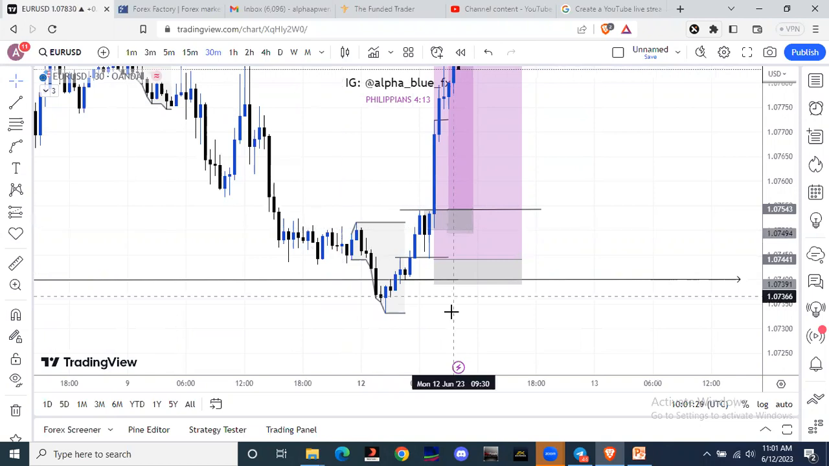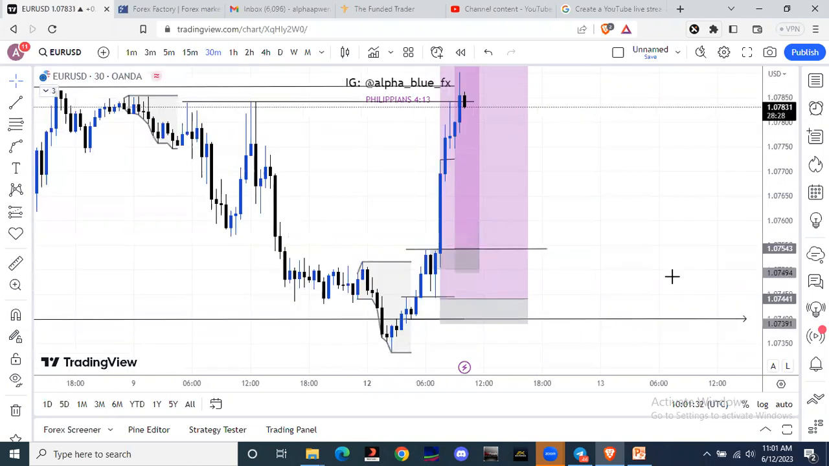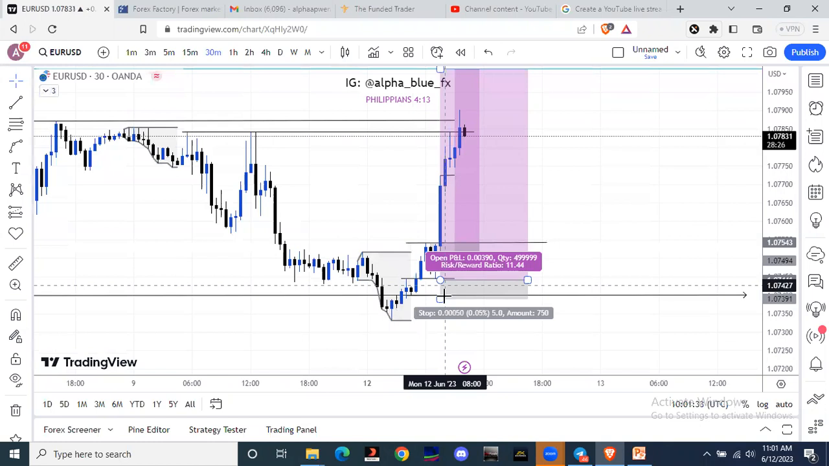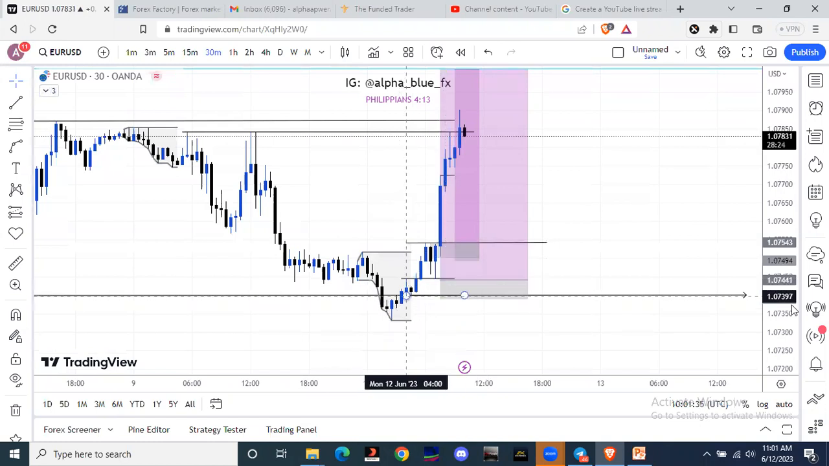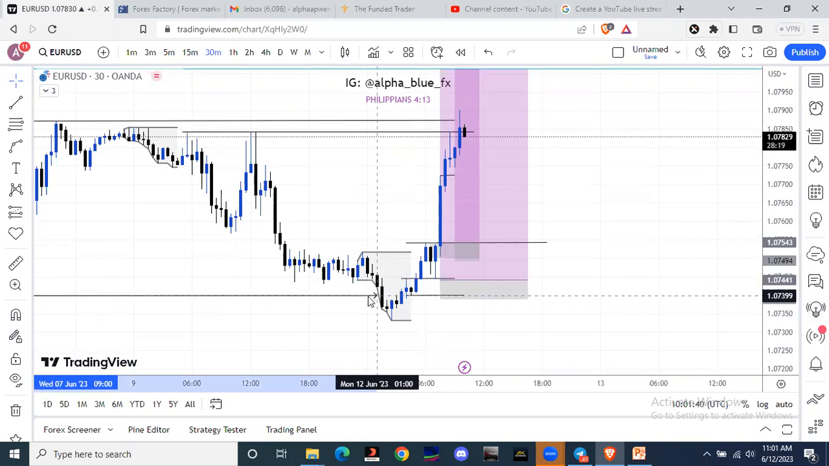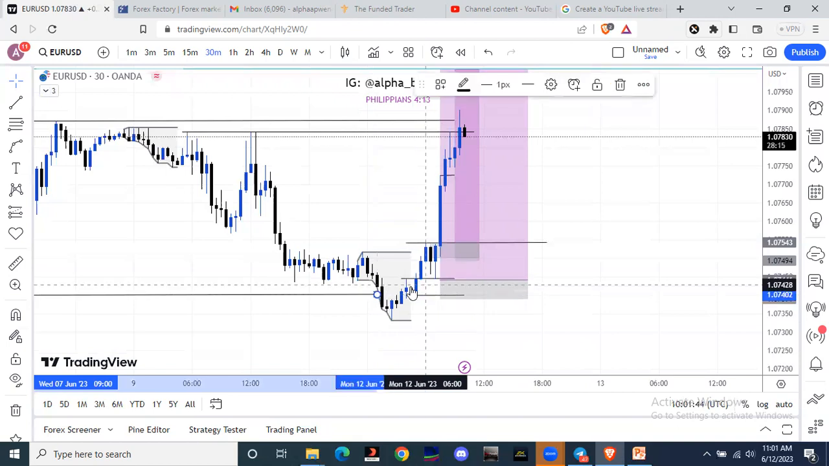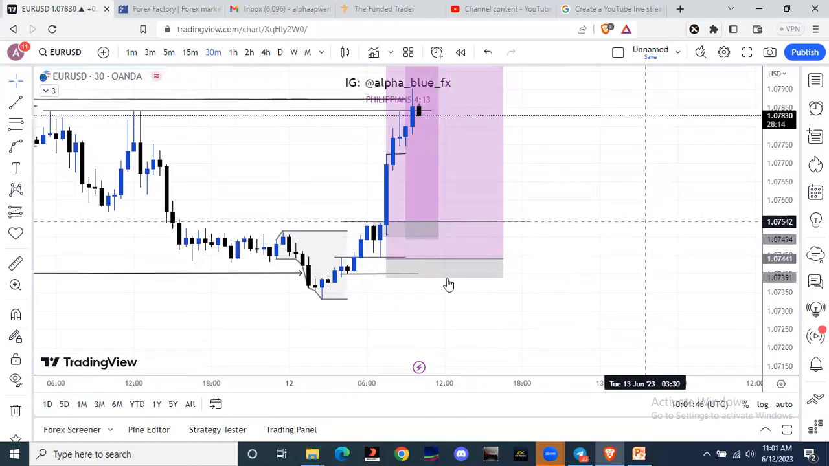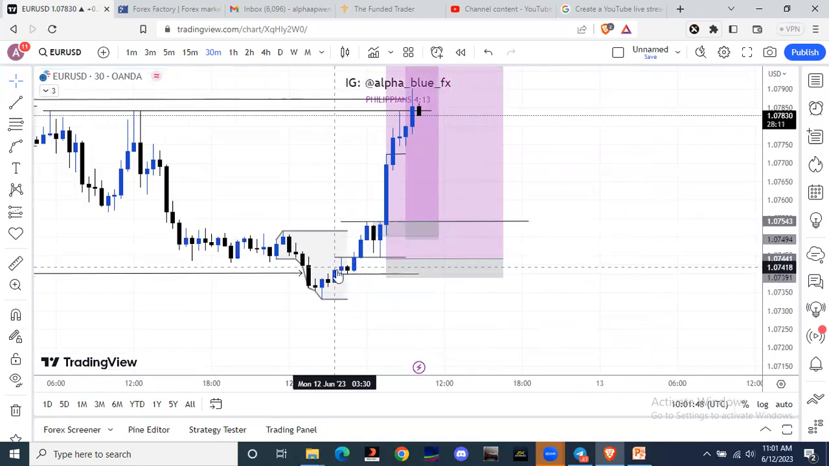But what I was waiting for was price to come back and take out some liquidity within this Asian range. Then I was going to look for my buy. I didn't want to just buy because you could buy and then price will come back and grab liquidity before going to the upside. So when that happens, you're going to get stopped out. So it's best to always wait and see price take out liquidity first.